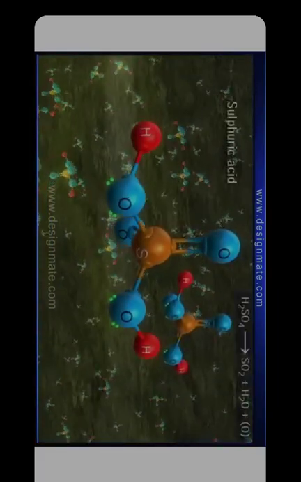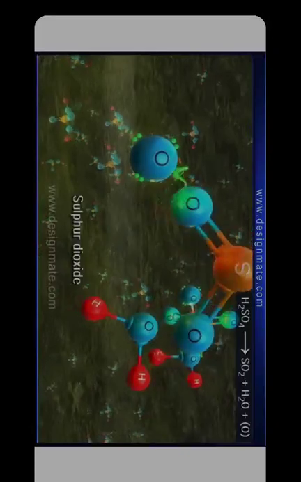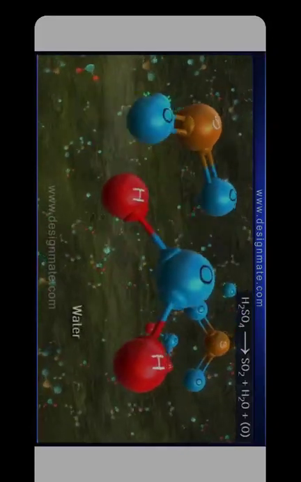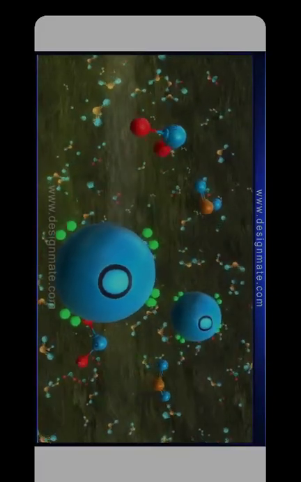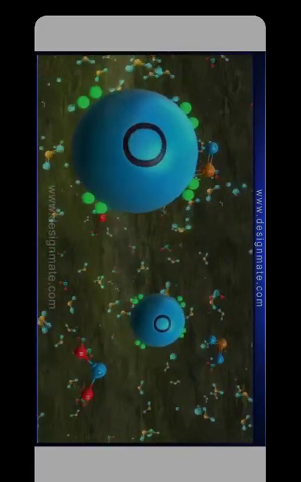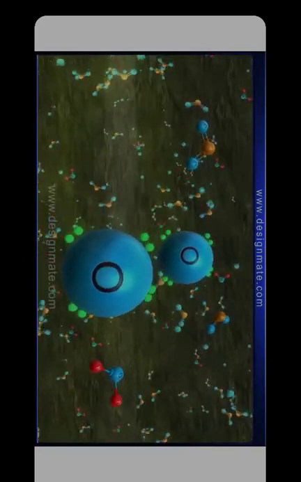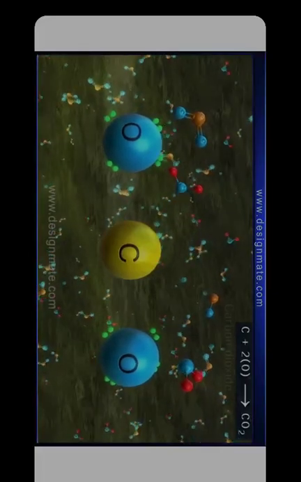Sulfuric acid gets reduced to form sulfur dioxide, water and nascent oxygen. Due to the release of nascent oxygen, concentrated sulfuric acid behaves as a strong oxidizing agent. This free nascent oxygen further oxidizes carbon to carbon dioxide.